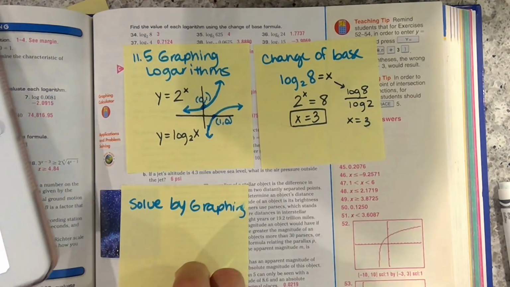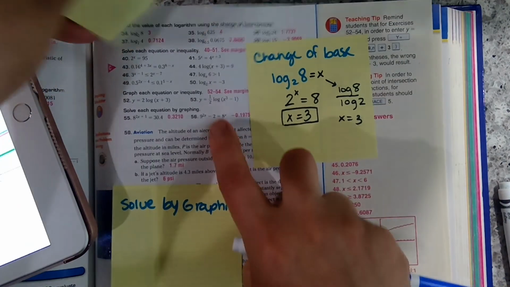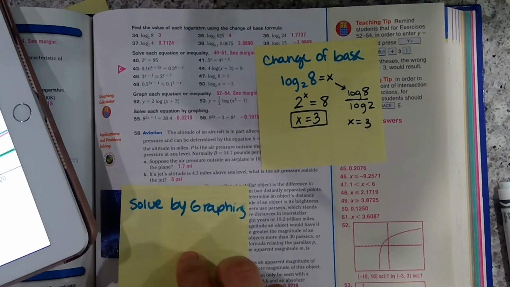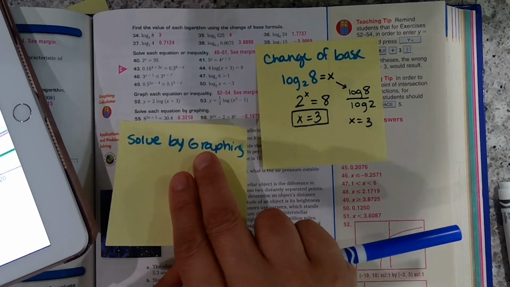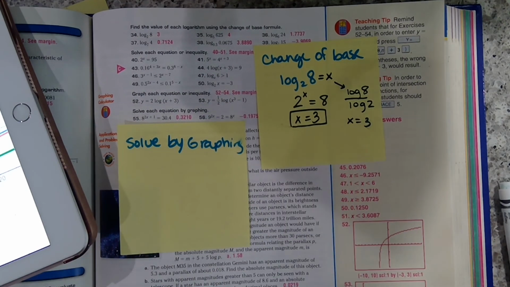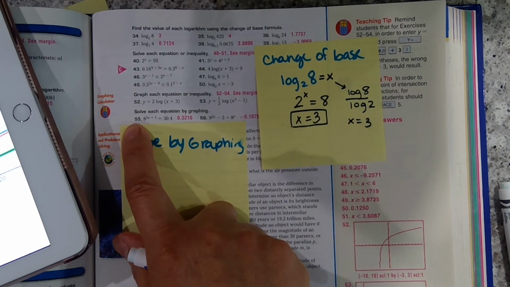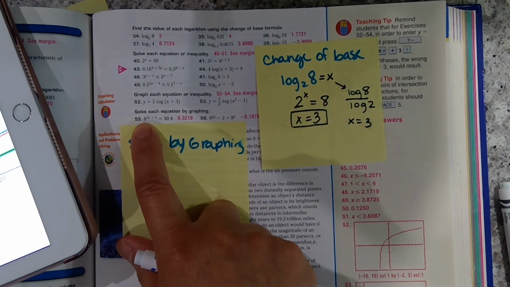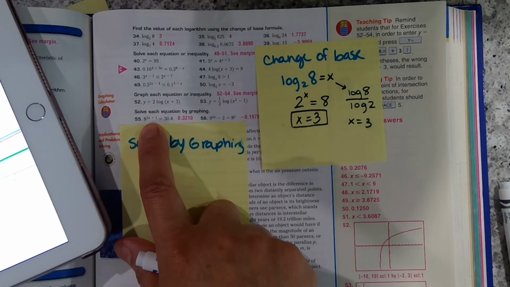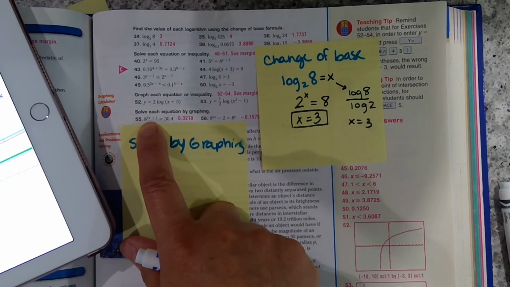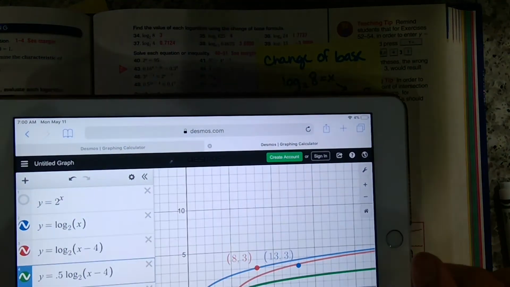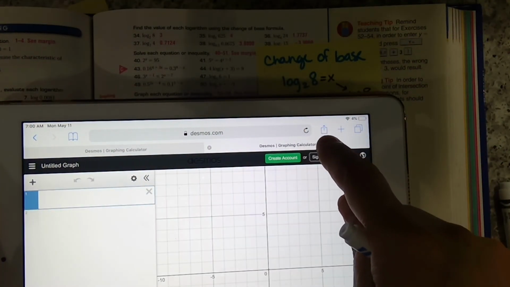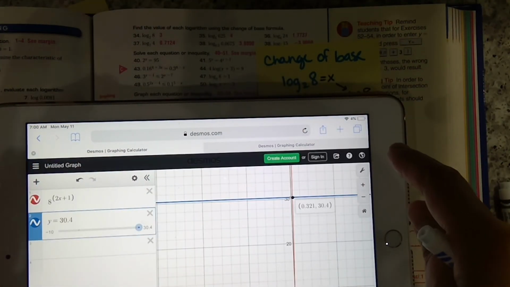Okay, the last one that you're doing is this problem right here, which says solve by graphing. So I did problem 55, solve by graphing. What you're going to do is just plug it into Desmos or a graphing calculator, and you're going to set up 2 equations, 8 to the 2x plus 1 and 30 equals 4. Hold on, let me go.